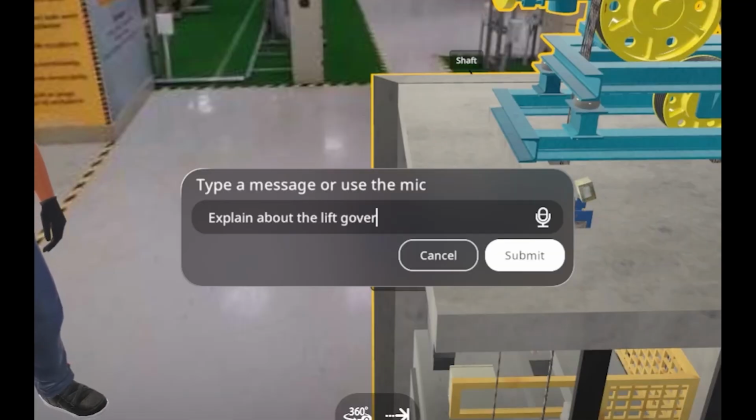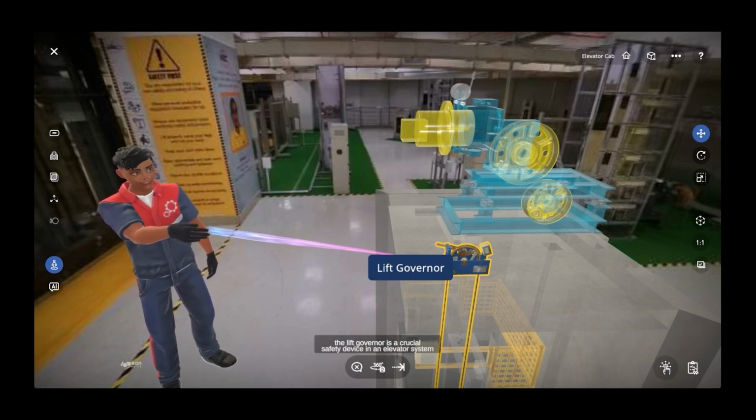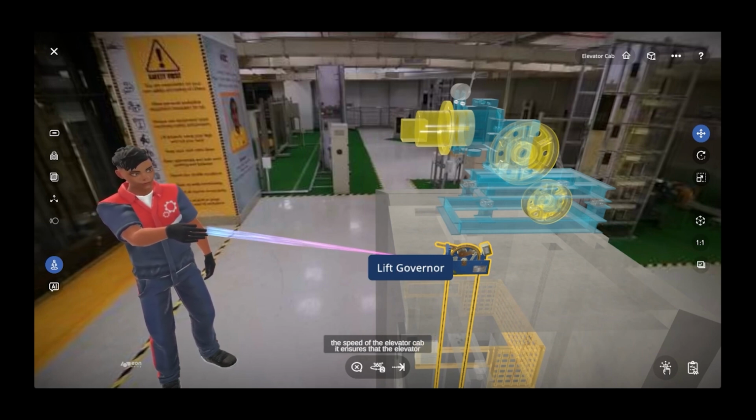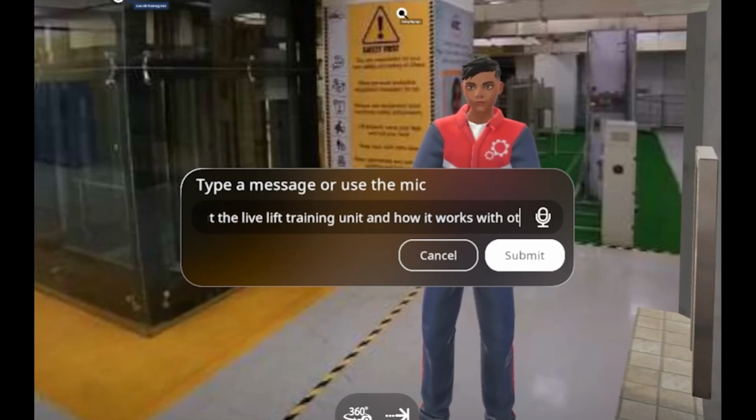Explain about the lift governor. The lift governor is a crucial safety device in an elevator system, designed to monitor and control the speed of the elevator cab. Explain about the live lift training unit and how it works with other things in the lab.